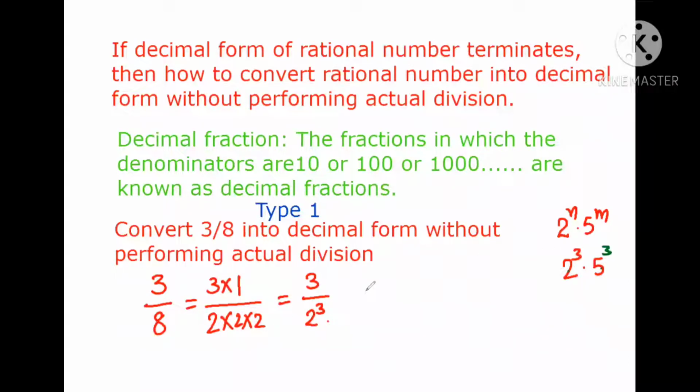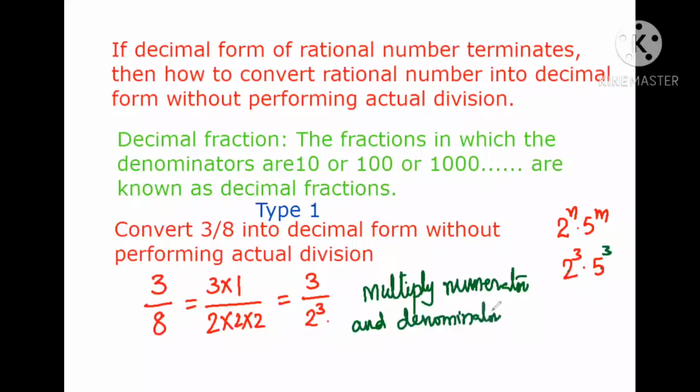So multiply numerator and denominator by 5 power 3. Then the value of the fraction does not change. If you multiply numerator and denominator with the same number, the value of the fraction does not change. Now here multiply 3 by 2 power 3 into 5 power 3 by 5 power 3.